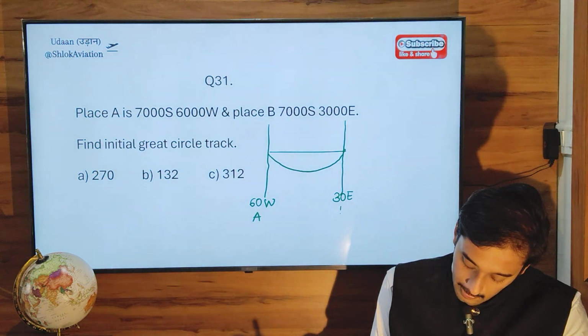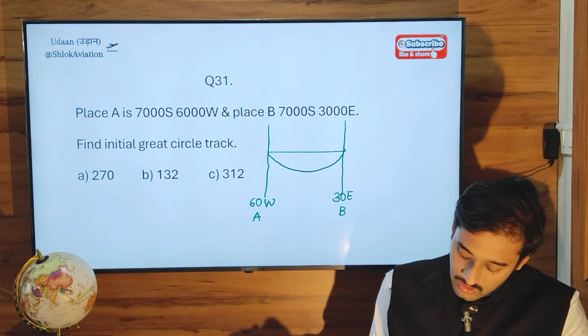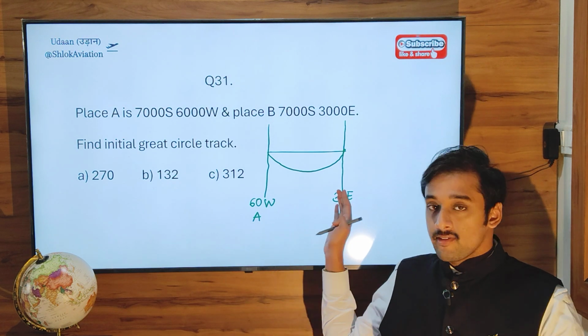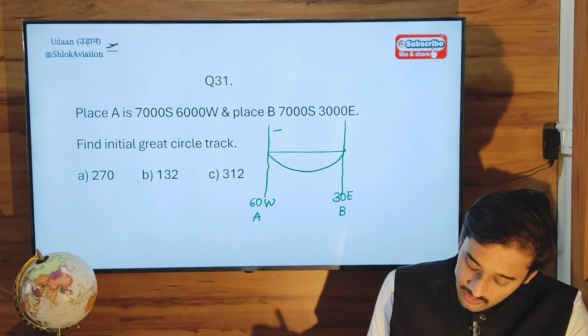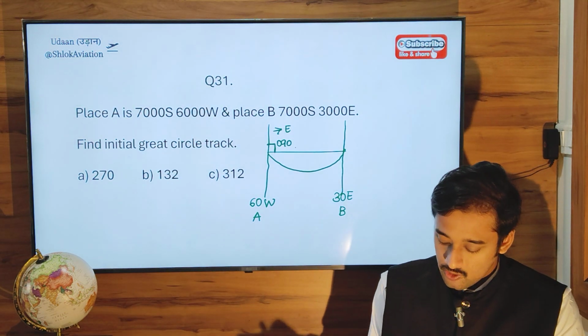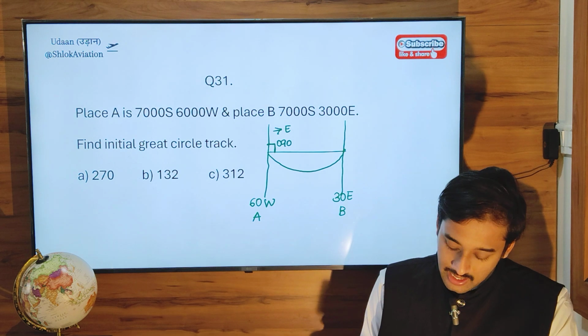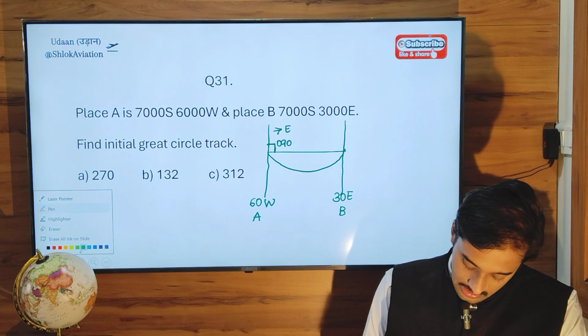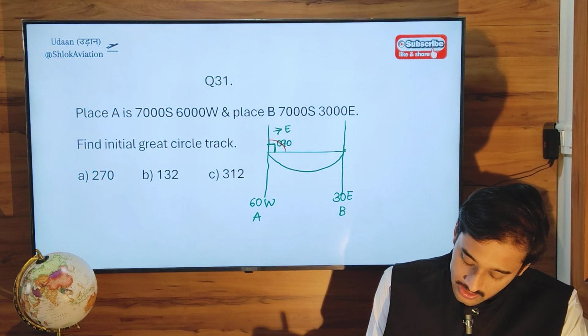A to B. Going from A to B, we will be flying what Rhumb line track? We will be flying a Rhumb line track of easterly direction, which is 090. Now we have been told to find great circle track. Great circle track from A to B.